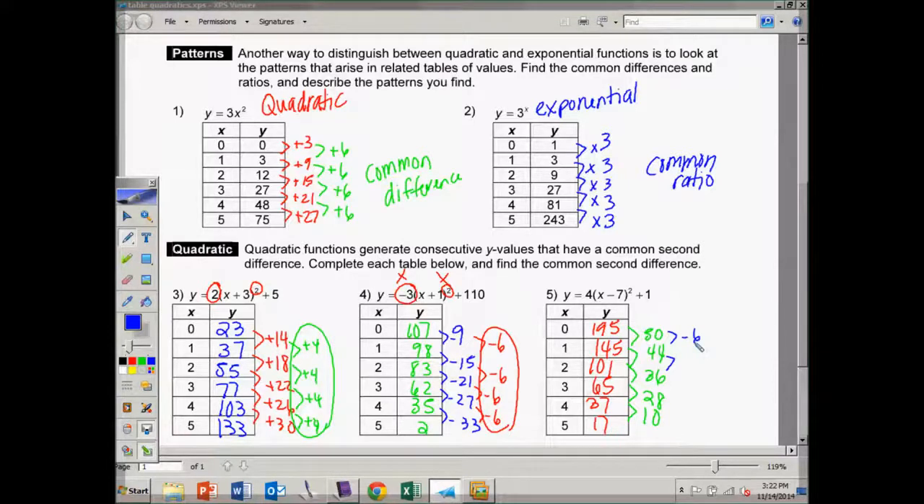Uh-oh, something didn't work. That means we have a problem, right? Because they're supposed to be the same number. So something is not right. Did we do math wrong? That's what we gotta check. Let's check our math. So 2 minus 7 is negative 5, squared is 25. 25 times 4 is 100. 100 plus 1 is 101. So that one worked.